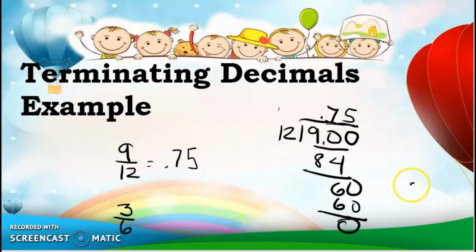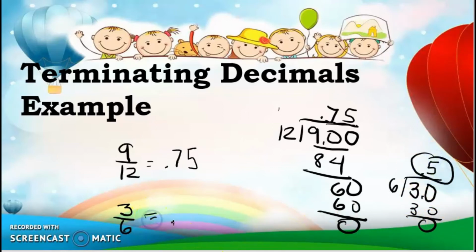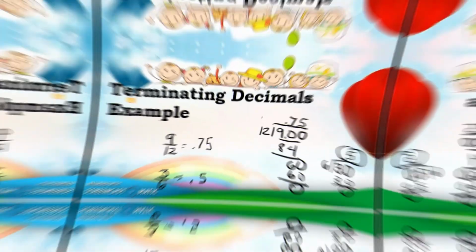Another example, say 3/6, which is equivalent to 3 divided by 6. 3 divided by 6 cannot be done, so we add a decimal and a 0. 30 divided by 6 is 5. 5 times 6 is 30. 30 minus 30 is 0. So that is also a terminating decimal, since there is nothing following and the remainder is 0. Clear? Very good. So let's go to the next one.